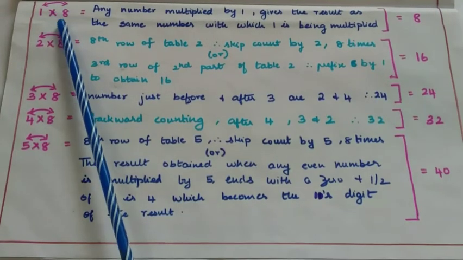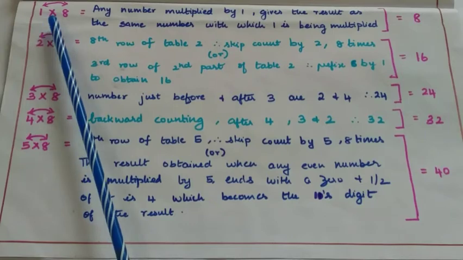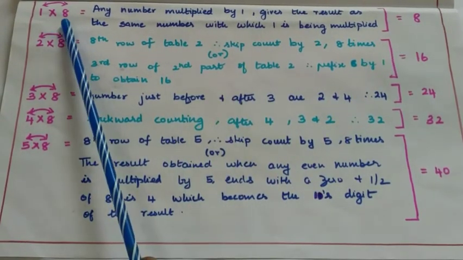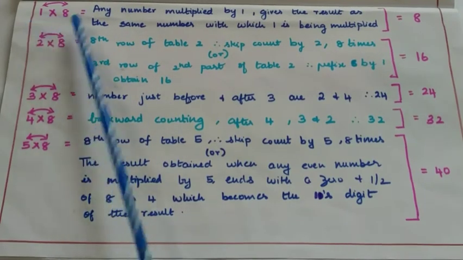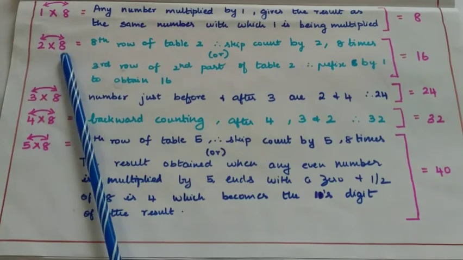Since we've already learned the table 1, we can use the trick that we use for learning the table 1, where any number multiplied by 1 gives the same number as a result. So since here 1 is being multiplied by 8, the result of 1 into 8 is nothing but 8. Let's see the next row where 2 is being multiplied by 8.